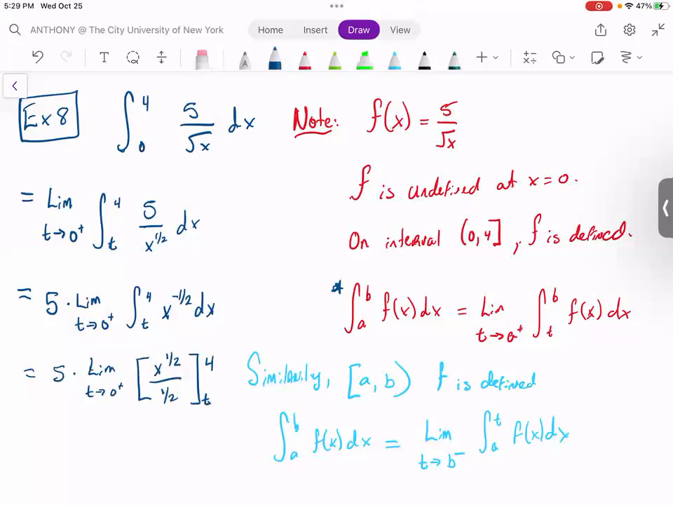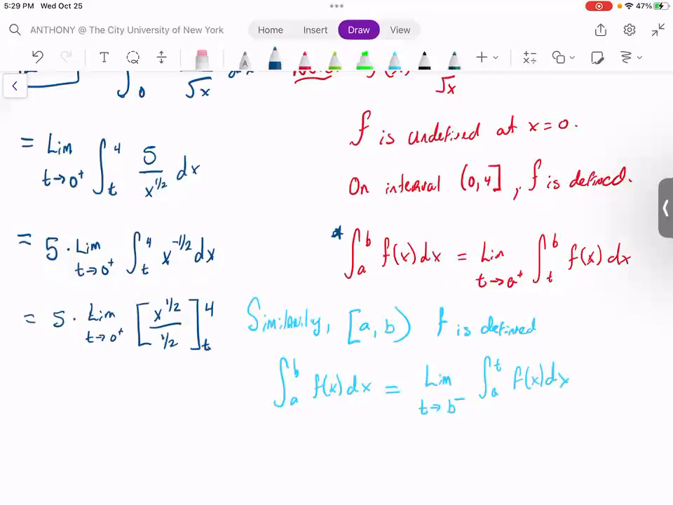So 5 times 2 is 10. So we get 10 times the limit as t approaches 0 from the right of x to the 1/2 evaluated from t to 4. I'm just going to skip a line here and plug in my limits of integration. We're going to get 4 to the 1/2 minus t to the 1/2. Now, what is 4 to the 1/2? That's going to be 2.